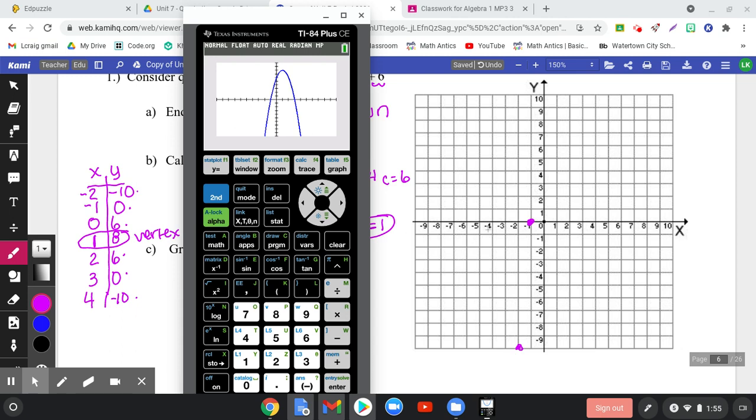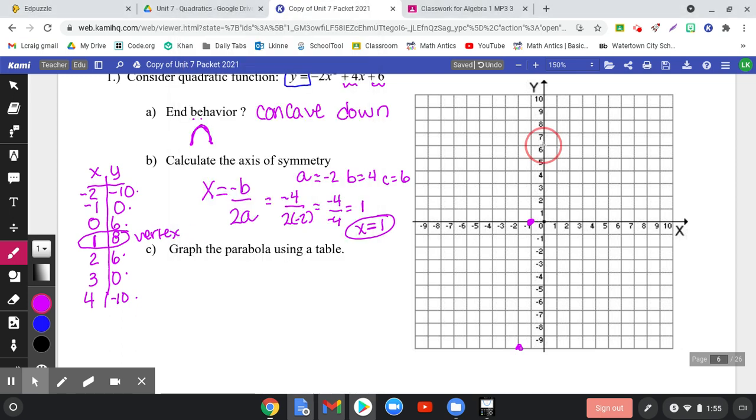All right, 0, 6. So I don't go from side to side, just up 6. That's hitting the y-axis, so that's going to be your y-intercept. All right, 1, 8, over 1, up 8. And that's your vertex. That's the very top of your graph. Now it's going to turn and go back down. 2, 6, over 2, up 6. 3, 0, over 3, not going up or down. And then 4, negative 10, over 4, down 10.